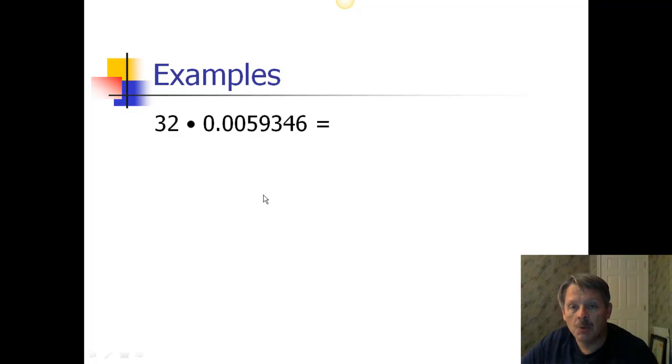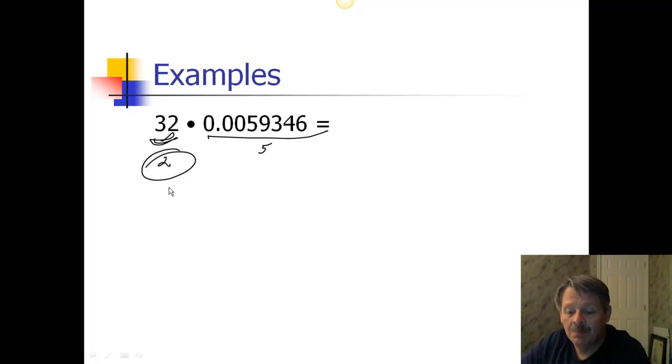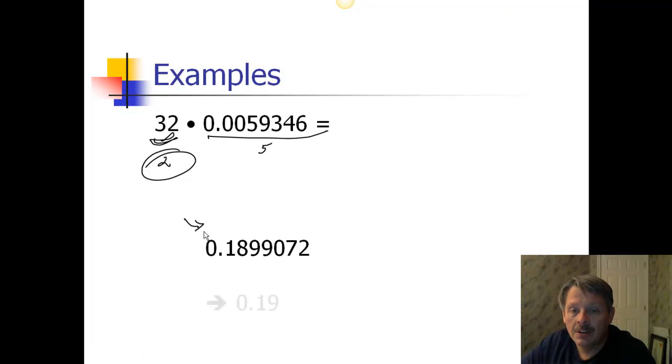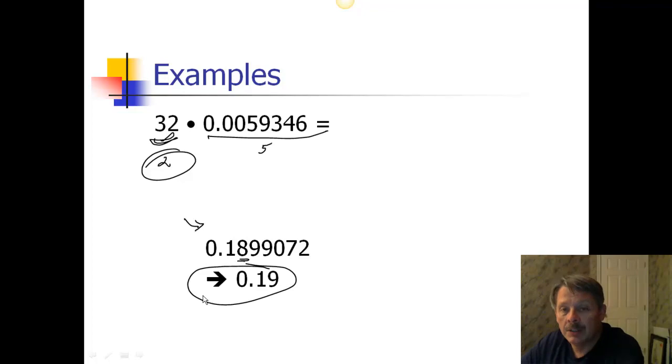Let's try one more. How many sig figs do you see here? Yep, you see 2. And how many do you see here? Well, a lot more than 2. That's over 5. All right, so how many sig figs does my answer have? Yep, only 2. So even though it comes out to this nice big long number on my calculator, I have to round. The 8 has to go up, so I have to round to 0.19.